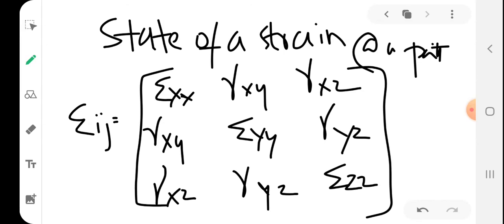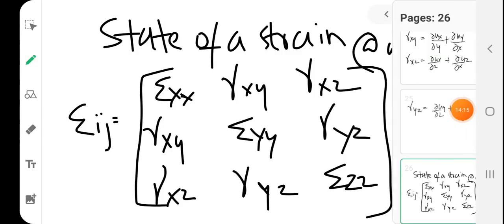So you know how to find epsilon xx, epsilon yy, epsilon zz. Gamma xy and gamma yx are same here. These two are same. These two are same. Okay. So this is how we write the strain matrix. So I will do a problem, then you will understand how to calculate the strain matrix.